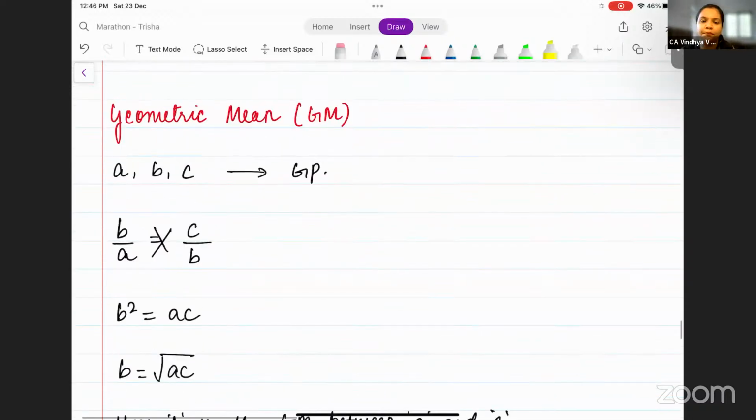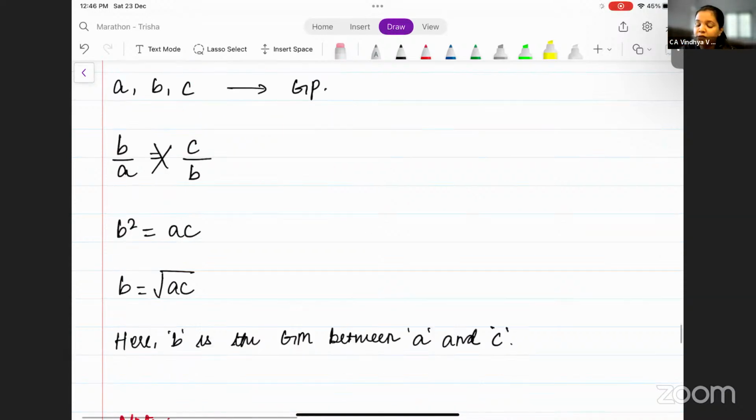Next, geometric mean. So if a, b, c are in GP, then I can say that a by b is equal to c by b. And by cross multiplying this, you will get b square is equal to ac, which will give us b is equal to root of ac. Here b is the geometric mean between a and c. 2 terms, square root, correct? If it is 3 terms, then cube root. If it is 4 terms, then fourth root.